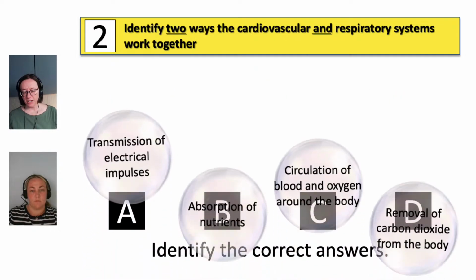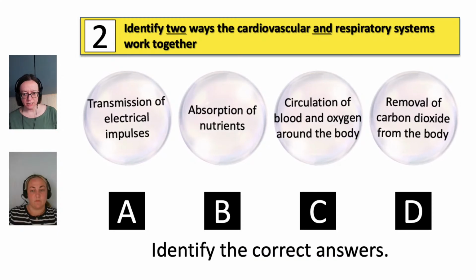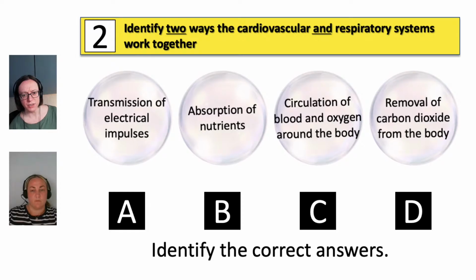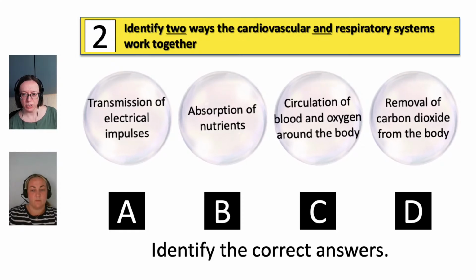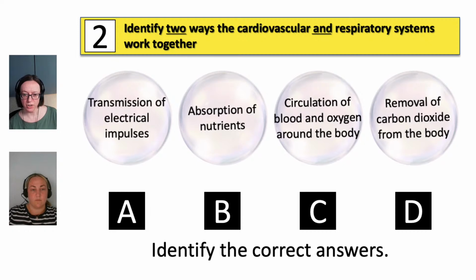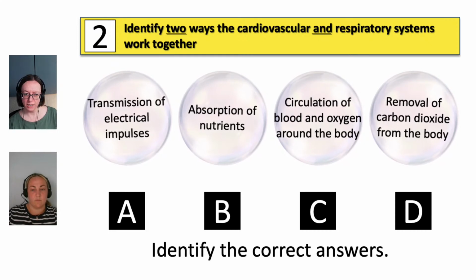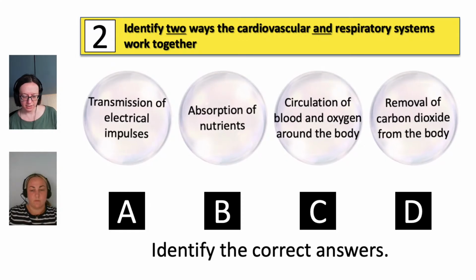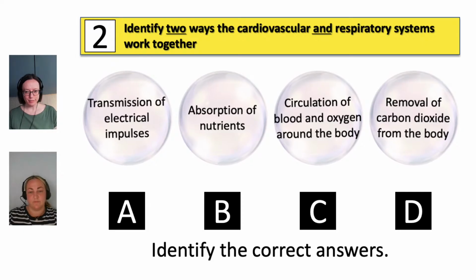The next one. 2 ways that the cardiovascular and the respiratory systems work together. So is it A, transmission of electrical impulses, B, absorption of nutrients, C, circulation of blood and oxygen around the body, or D, removal of carbon dioxide from the body? So how do these 2 work together? I think Jess's answer has just come through to us. Yes, for the previous one.